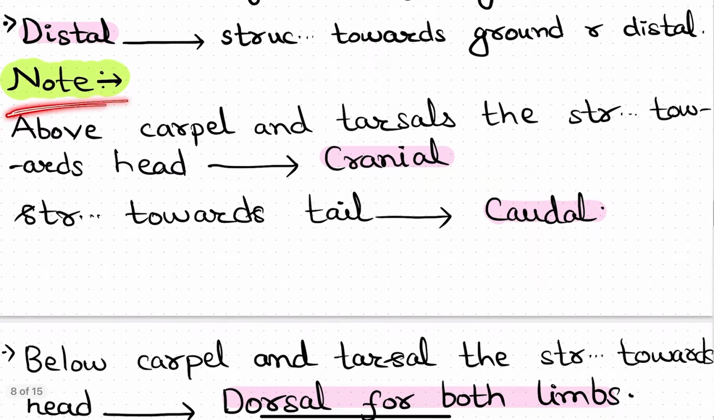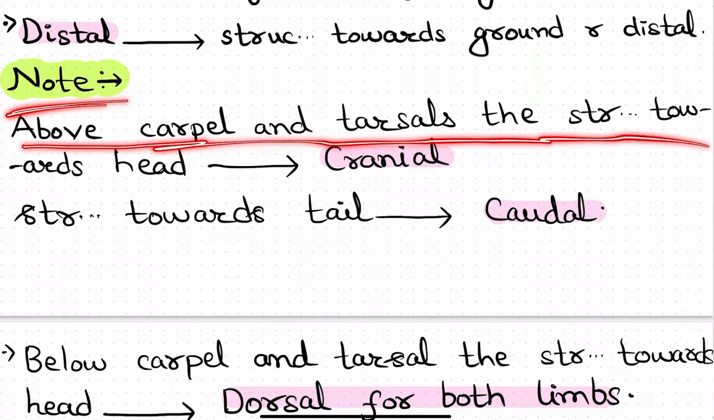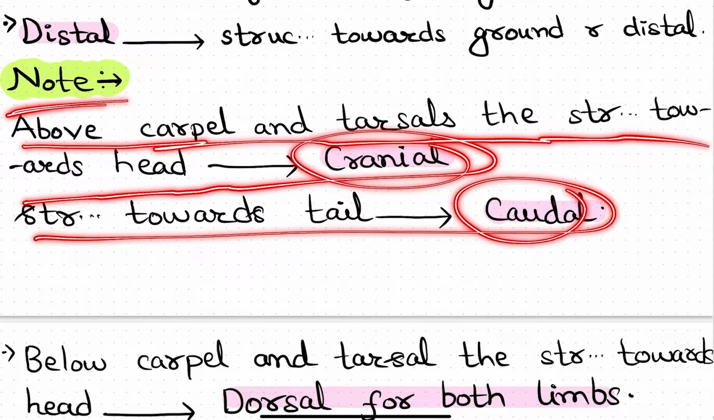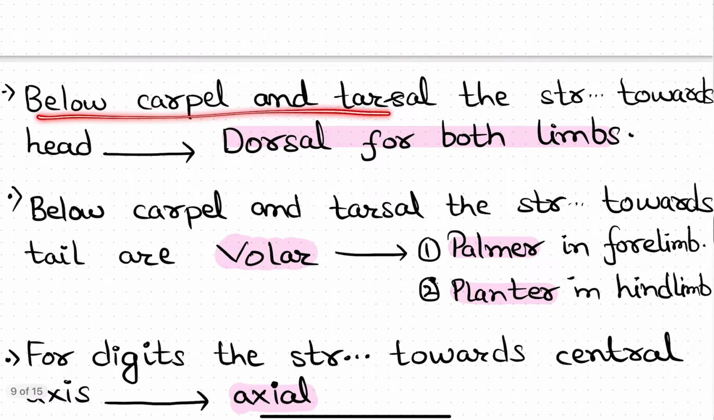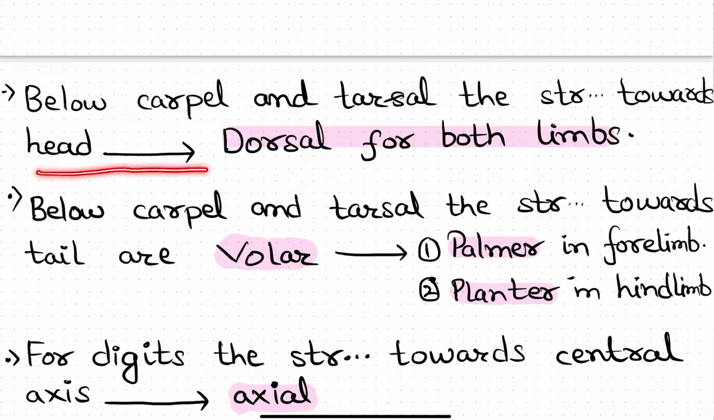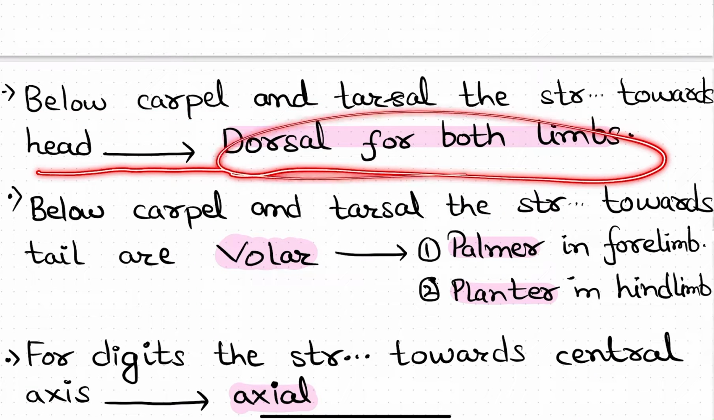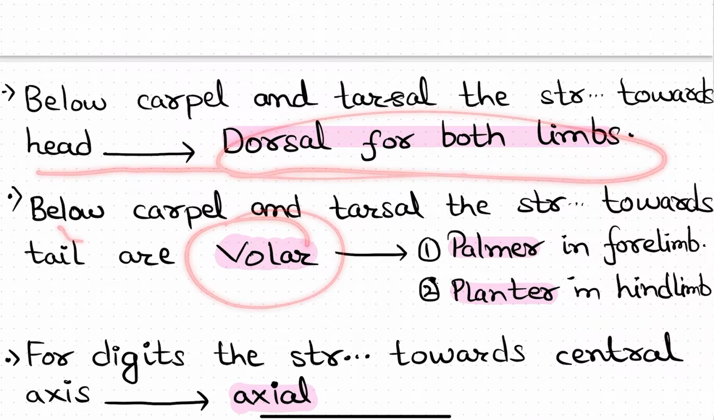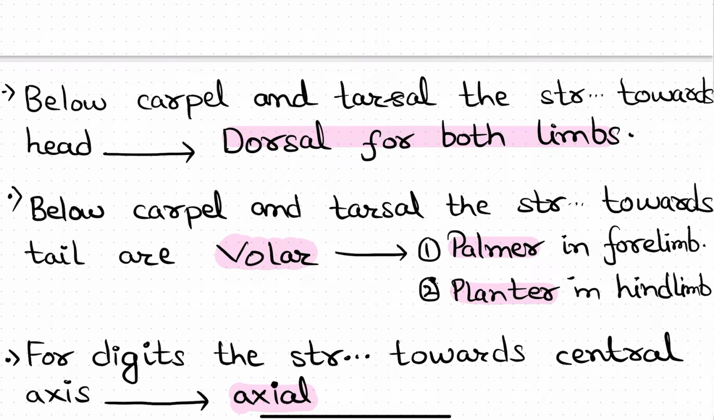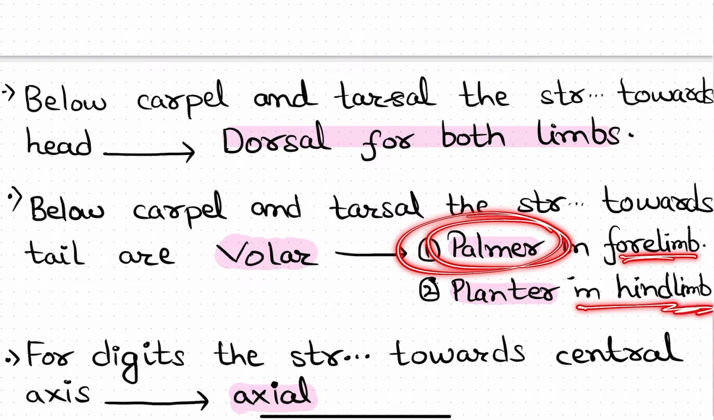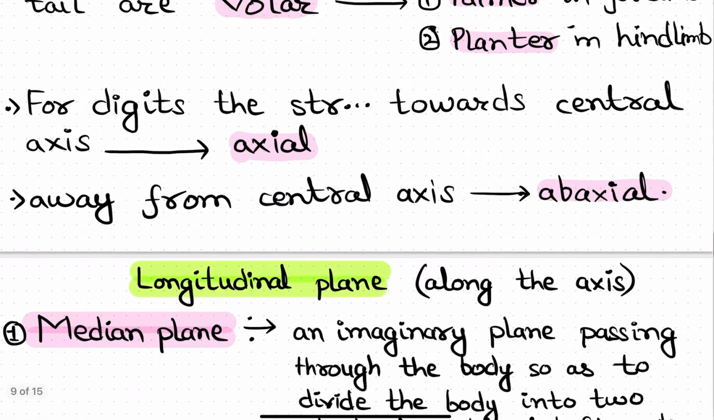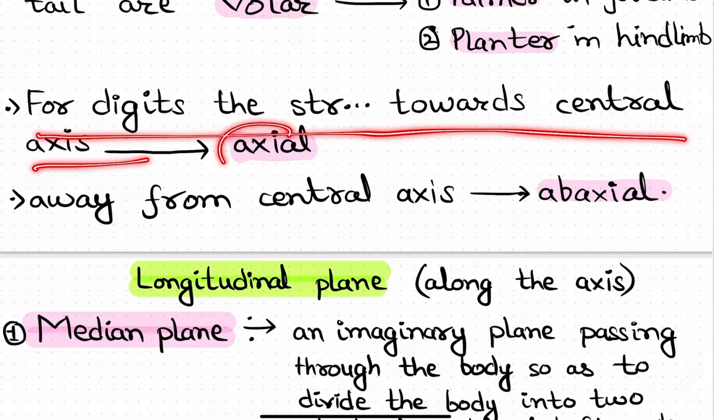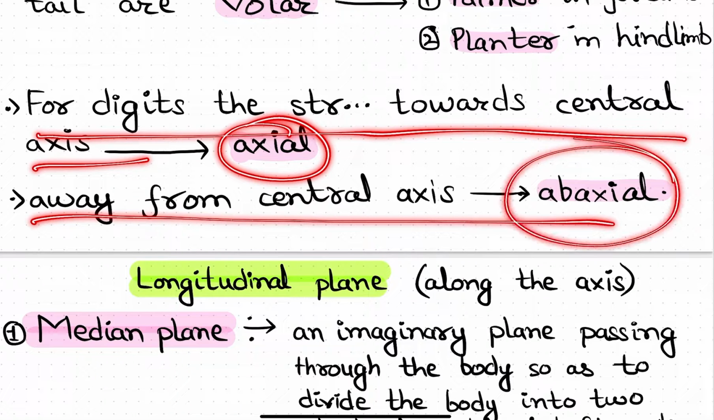Now there is a note you have to remember: above carpal and tarsal, the structures towards the head are cranial and structures towards the tail are caudal, but below carpal and tarsal the structures towards the head are dorsal for both limbs, and volar for the other part. Volar for both limbs, but in the forelimb we call this volar part palmar, and for the hind limb we call it plantar. For digits, the structures towards the central axis are axial and away from the central axis are abaxial.